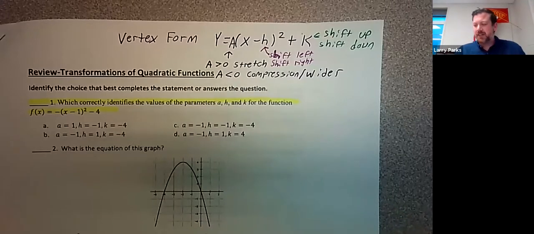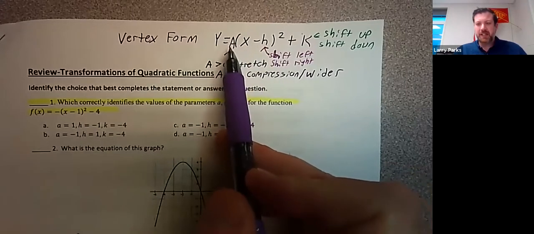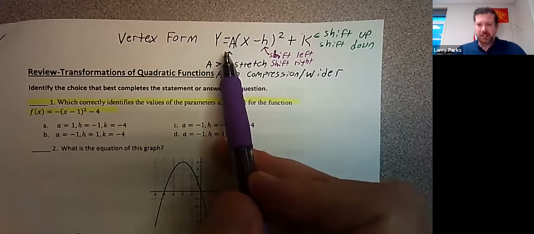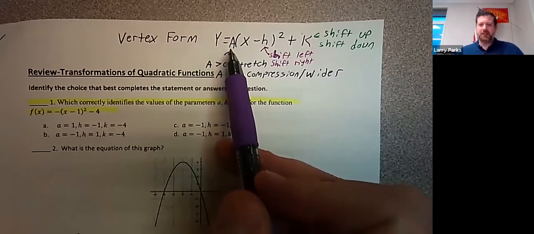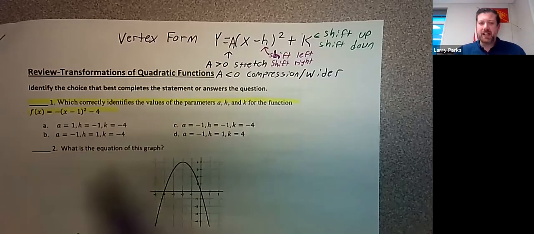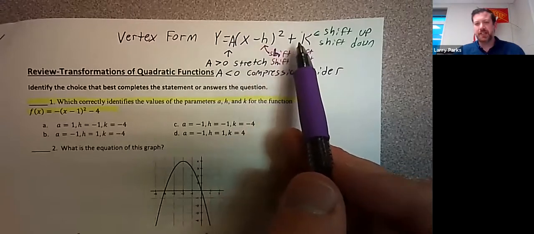Some people say skinnier. So if I were to change this to a 2, a 3, a 4, the larger I make it, the skinnier it gets. And if I were to put a fraction here, any number between 0 and 1, it actually makes it go wider. We say compressed. I think the district assessment uses the word wider. And then we have our H that shifts it to the left and right, and our K that shifts it up and down.